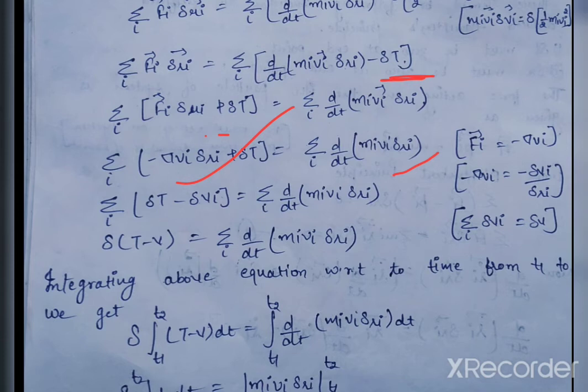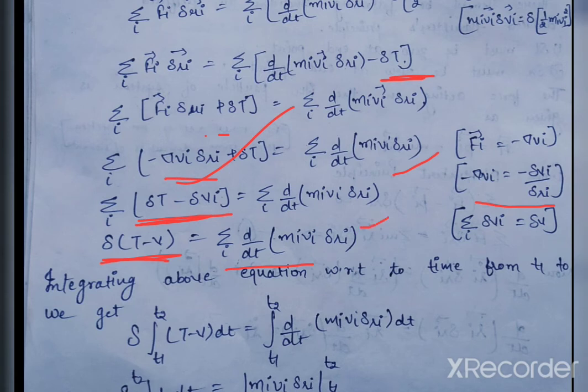After that, by rearranging the terms, we get δT minus δVi. As minus of gradient Vi is equal to minus δVi by δRi, therefore this minus gradient of Vi δRi is equal to δVi. Now we take this δ outside as common, and this becomes equal to summation d by dt of mi vi δRi.